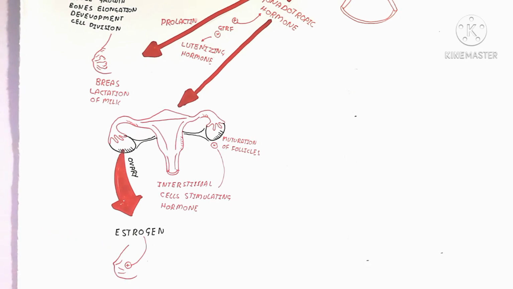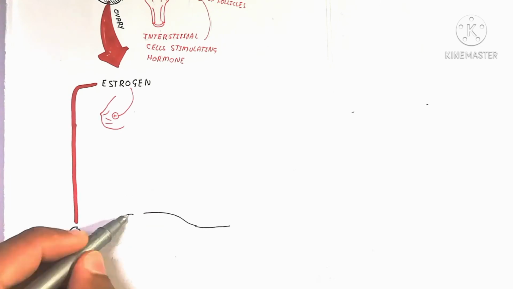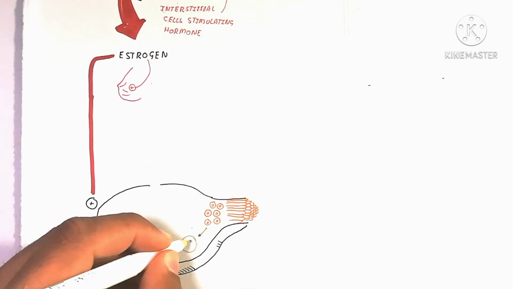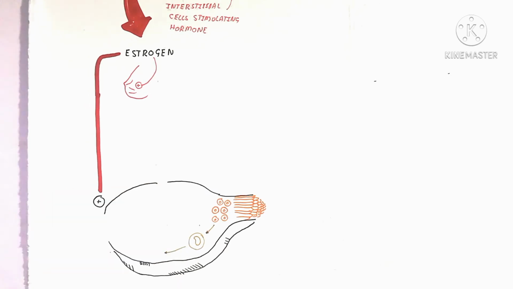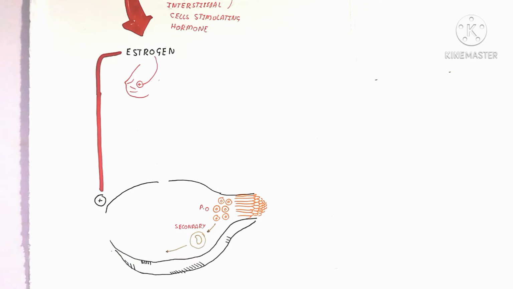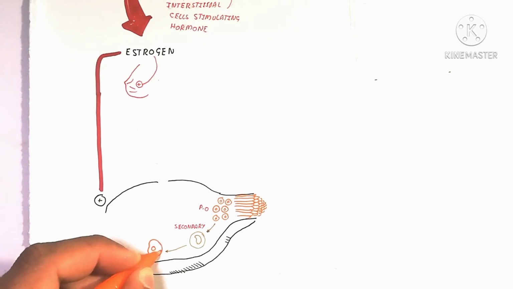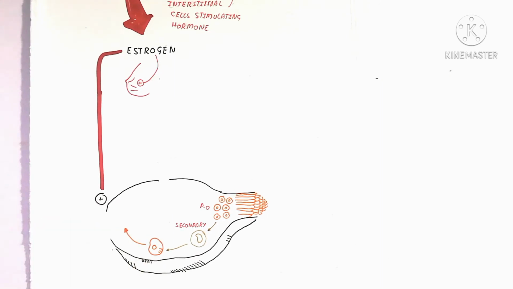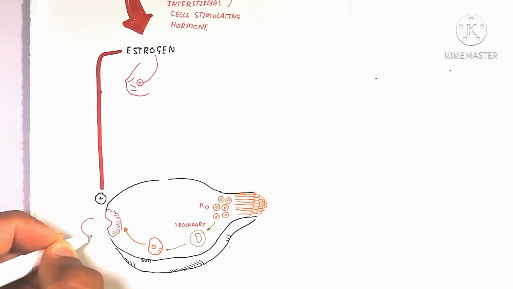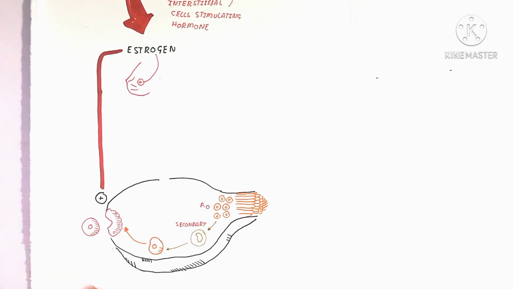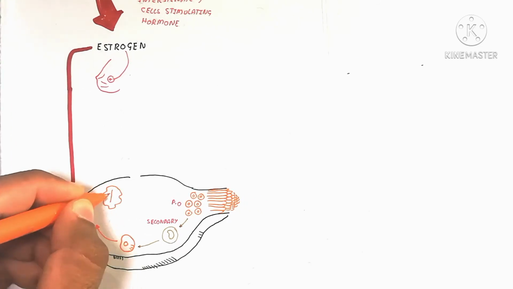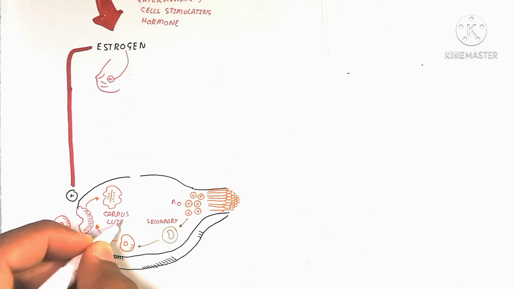Estrogen is produced by the ovary due to the follicle stimulating hormone. This estrogen increases secondary follicle growth and also female characteristics, such as the increasing of the breast. The primary follicle becomes a secondary follicle and then a secondary oocyte, which matures and releases the egg.